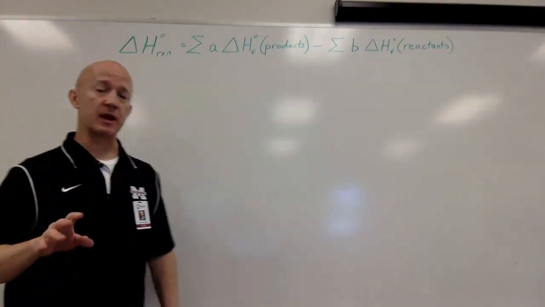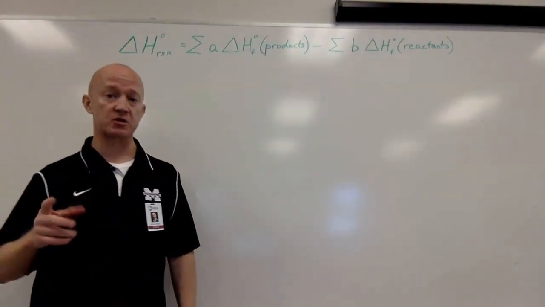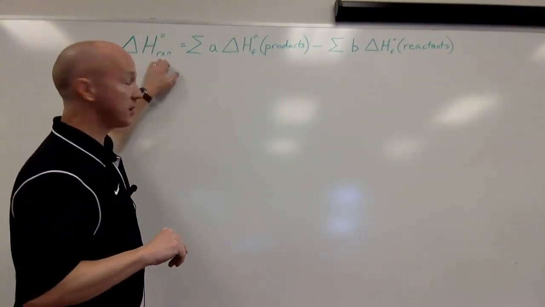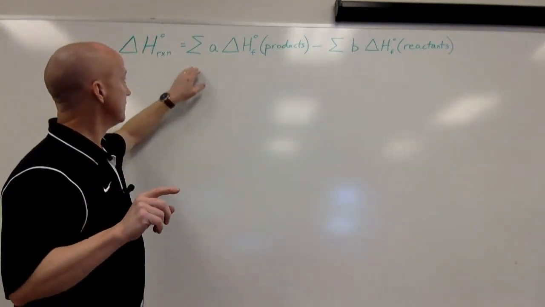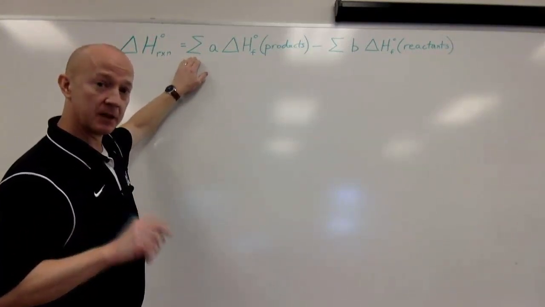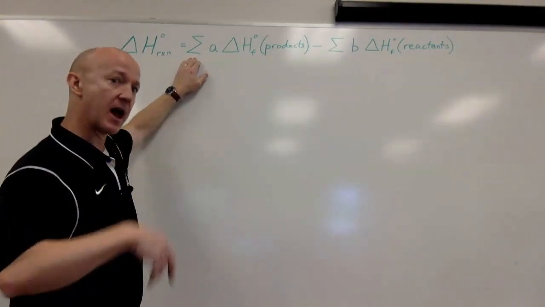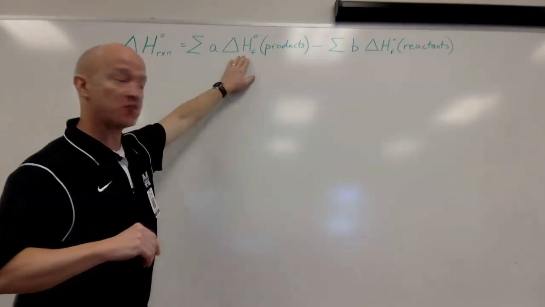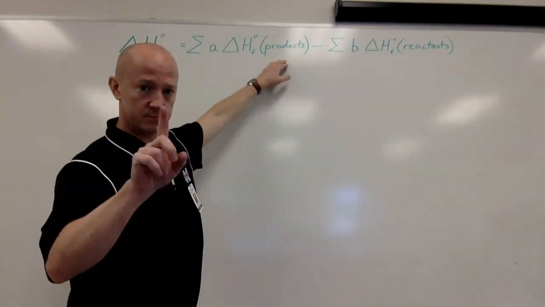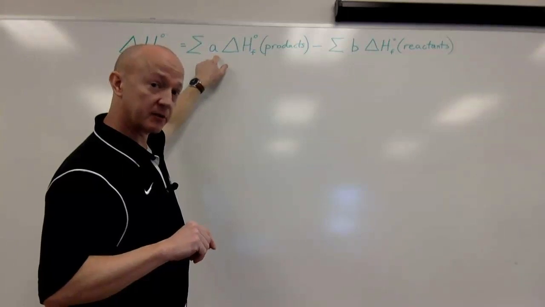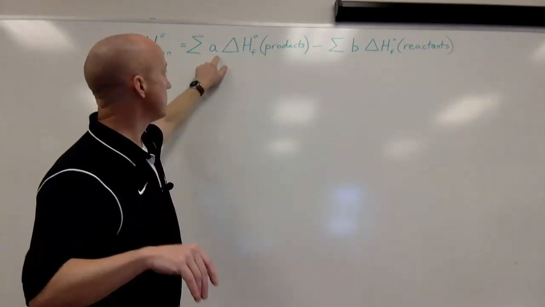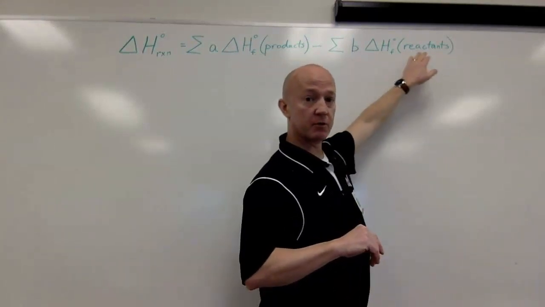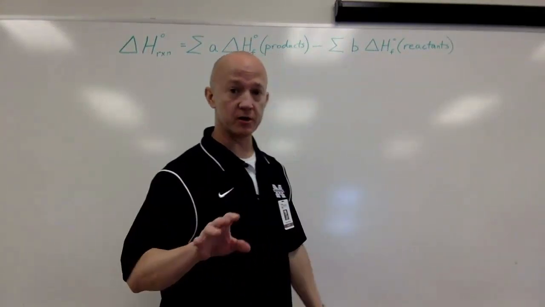So there's another way we can actually use these heats of formation to solve for the heat of a reaction, the standard heat of a reaction. That is, this is a sigma, by the way. It means the sum of, to add them all together. The sum of the heats of formation of the products multiplied by their respective coefficients, you'll see what I mean, minus the sum of the heats of formation of the reactants multiplied by their coefficients.